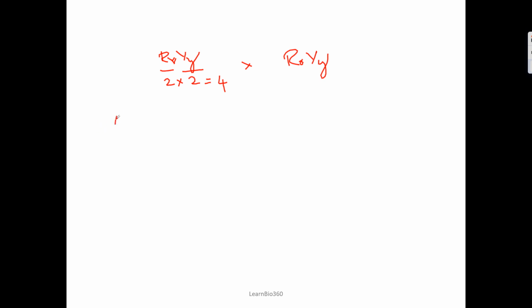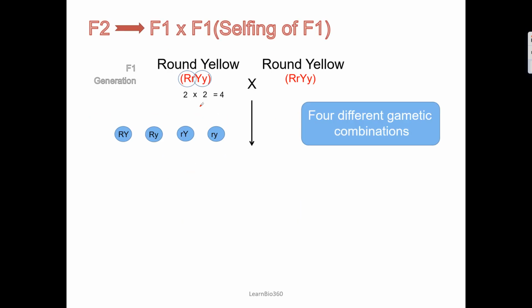What are they? Capital R, capital Y; capital R, small y; small r, capital Y; and small r, small y. This is how 4 different gametes are produced from the plant. As there are 4 different gametic combinations in both cases, 4 into 4 will give rise to 16 different genetic combinations.